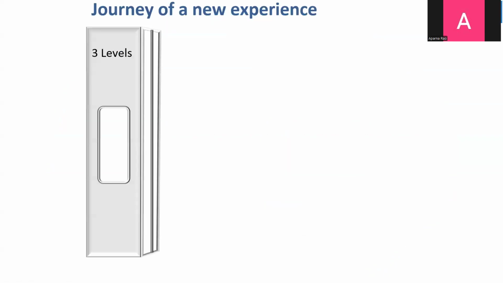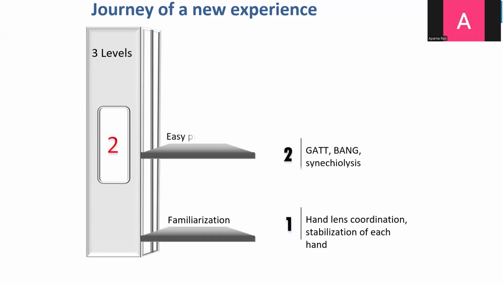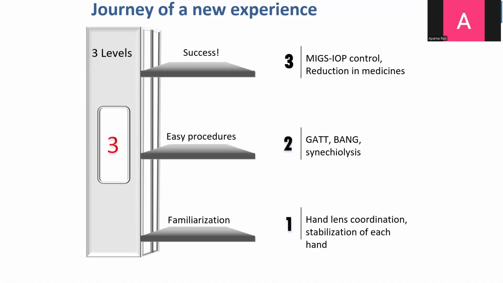Before we dive into the success indicators for MIGS, I would like to emphasize the importance of the journey we all must undertake to achieve the best outcomes for our patients. We should endeavor to first develop optimal hand and lens coordination in our routine glaucoma or cataract cases, as this enables steadiness of the hands during surgeries. Once we have mastered this, we can progress to simpler procedures like bent goniotomy and synechialysis before embarking on more challenging techniques of MIGS for our patients.